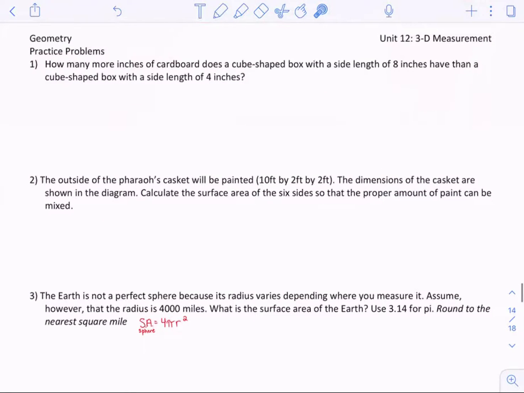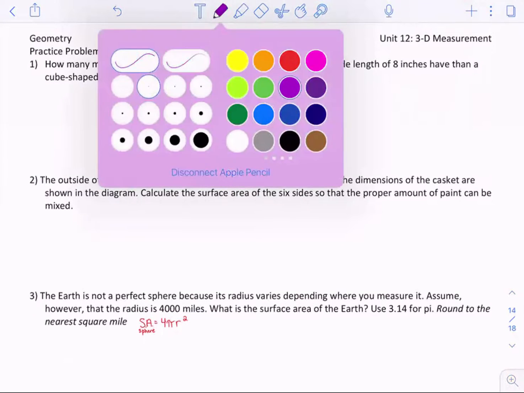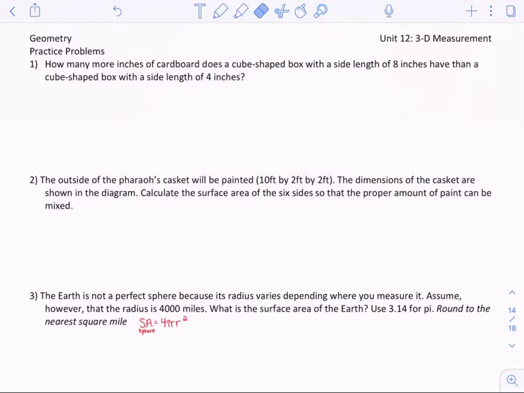Okay, so now let's apply some of these principles to word problems. We'll do these word problems with you since we know that they're not always everyone's favorite, but let's take it as a challenge. Number 1, how many more, sounds like we're comparing here, how many more inches of cardboard does a cube-shaped box with a side length of 8 inches have than a cube-shaped box with a side length of 4 inches? Are you able to draw a cube yet?